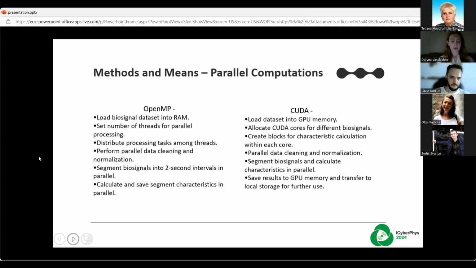OpenMP enables multi-threading in languages like C, C++, and Fortran to enhance performance on multi-core architectures. The process involves loading the dataset, setting the number of threads, distributing biosignal processing, parallel data cleaning, segmenting, and calculating characteristics. Similarly, CUDA leverages GPU parallel computing capabilities. It involves loading the dataset into GPU memory, allocating CUDA cores and blocks, parallel data cleaning, segmenting, and calculating characteristics, and then saving results for further analysis with scikit-learn.